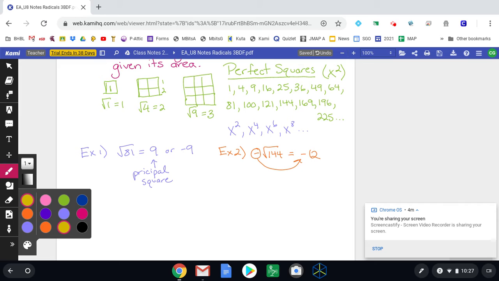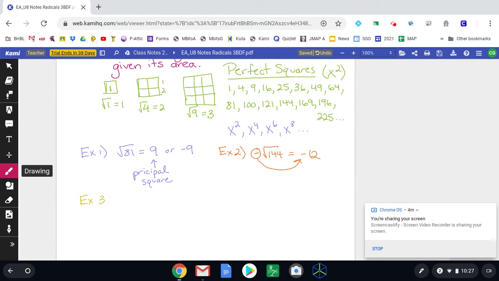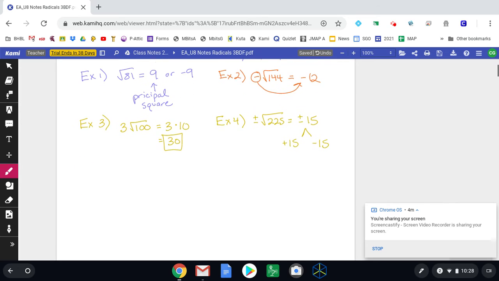If I have something, let's say I have a number on the outside of my radical. This is 3 times the square root of 100. So this is the same thing as 3 times 10, which would give me 30. You may see sometimes they're written as plus or minus the square root. Let's do something like 225. And I would just give my answer as plus or minus 15, meaning I have a positive 15 or I have a negative 15. Now, notice that these were all really nice ones. They all worked out to really nice answers.